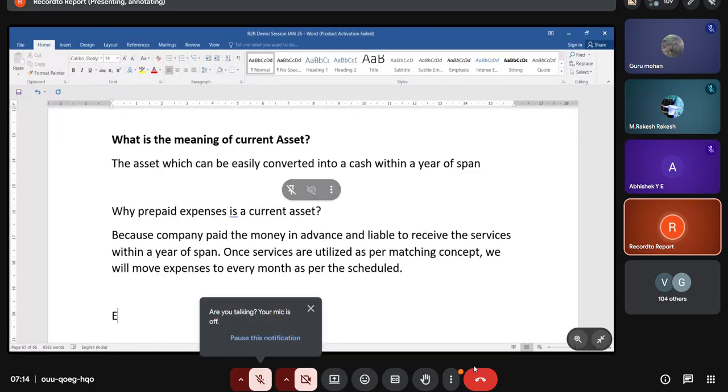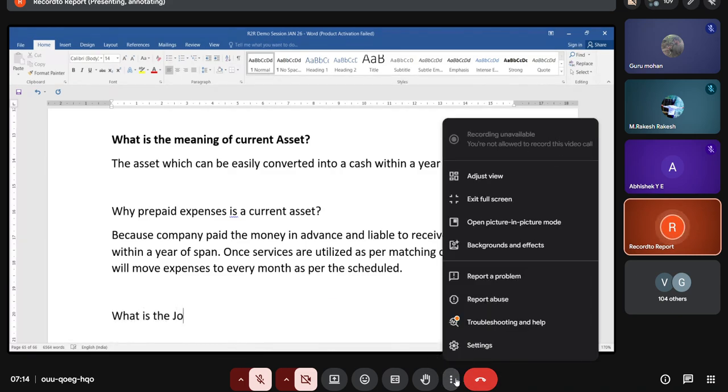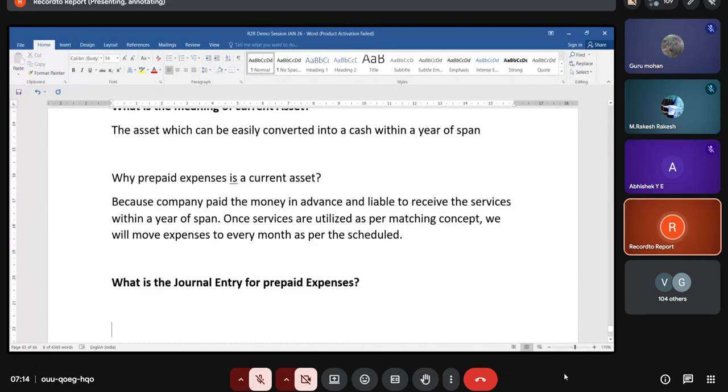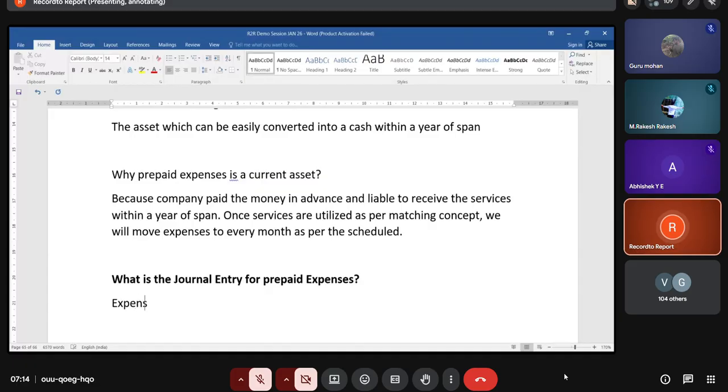See, for example, what is the journal entry for prepaid expenses? While making the advance payment, prepaid expenses account debit to bank account. So why is prepaid expenses debited here? What type of account is it? Current asset. So when the asset balance increases, we need to debit.